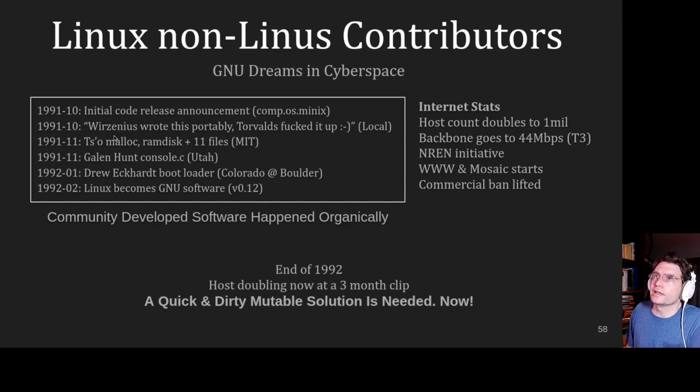While this was happening, the host count on the internet doubled to 1 million. The backbone goes to a T3, which is a slow standard by today's standards. You had the WWW, the Mosaic start. You had the commercial ban lifted. And so that means the host count started doubling at about a 3-month clip, which means that you needed a quick, dirty, and mutable solution right now, and Linux was really the only thing that occupied that.